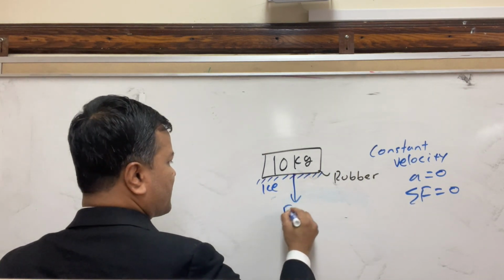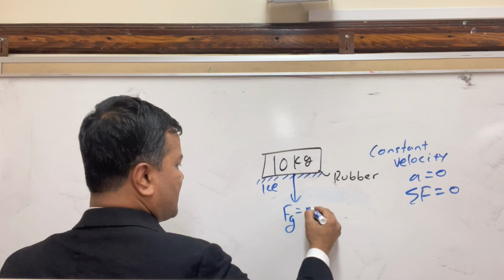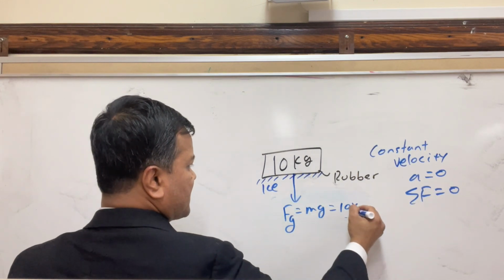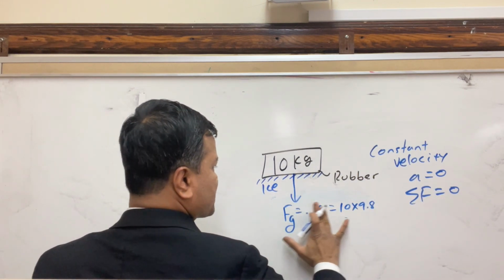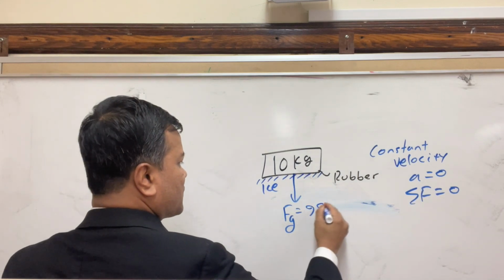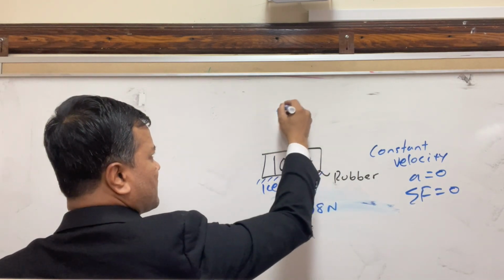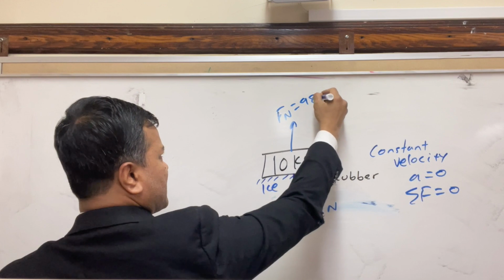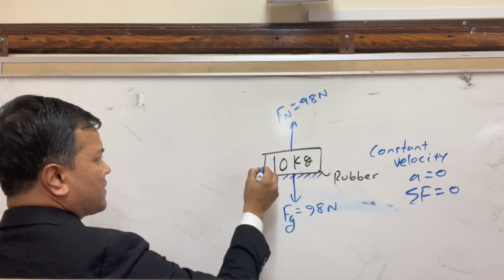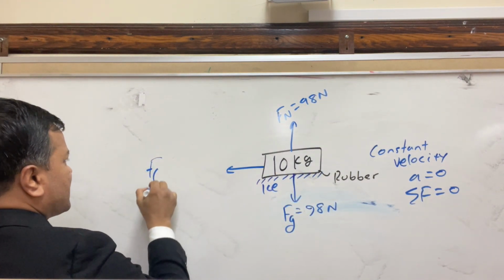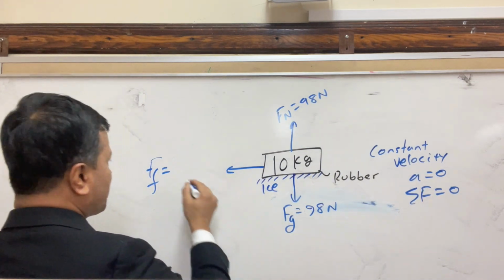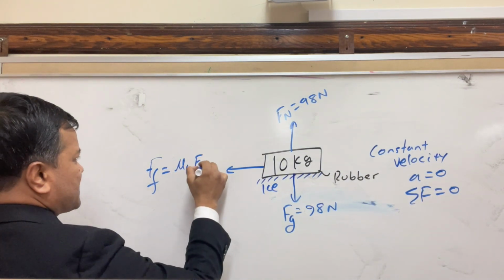You just go ahead and find your Fg, which is mg, which is 10 times 9.8, which is of course 98 Newtons, and your normal force is equal in magnitude, opposite in direction, 98 Newtons. You want to find your force of friction, and for force of friction, I showed you that you have to use mu k and of course Fn.